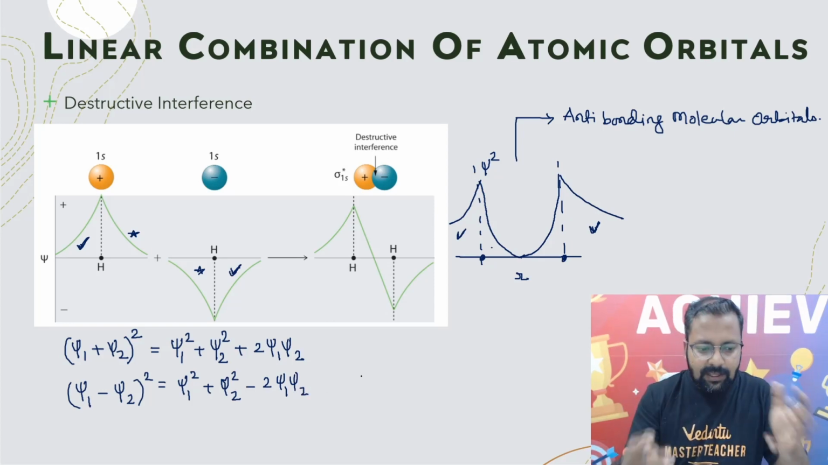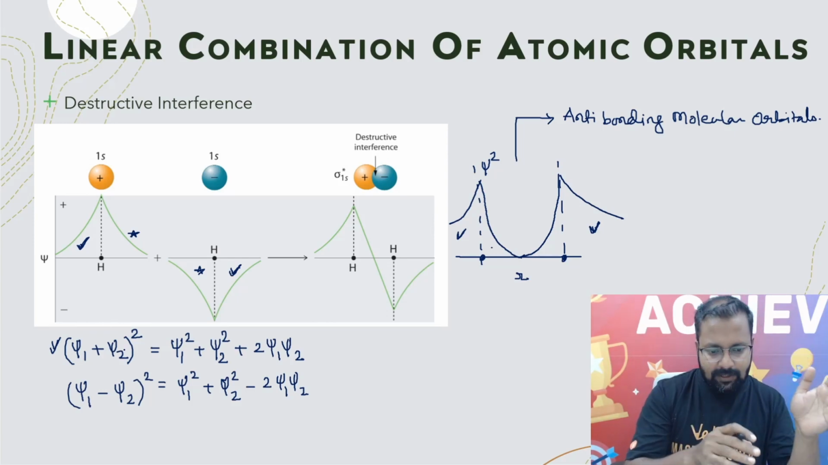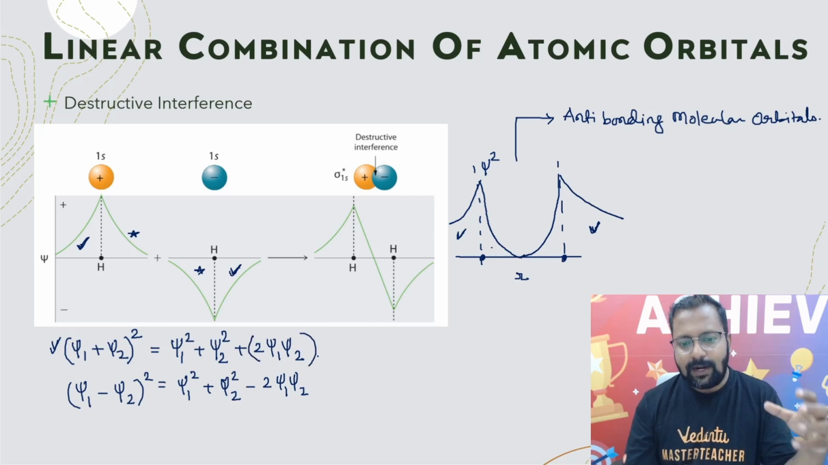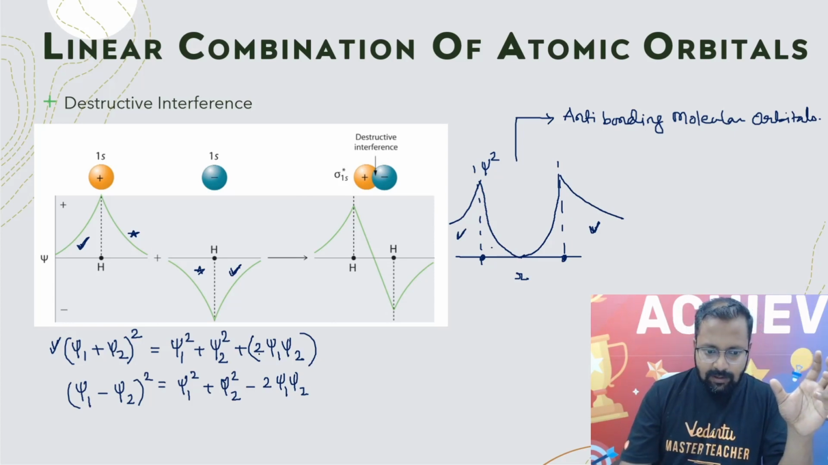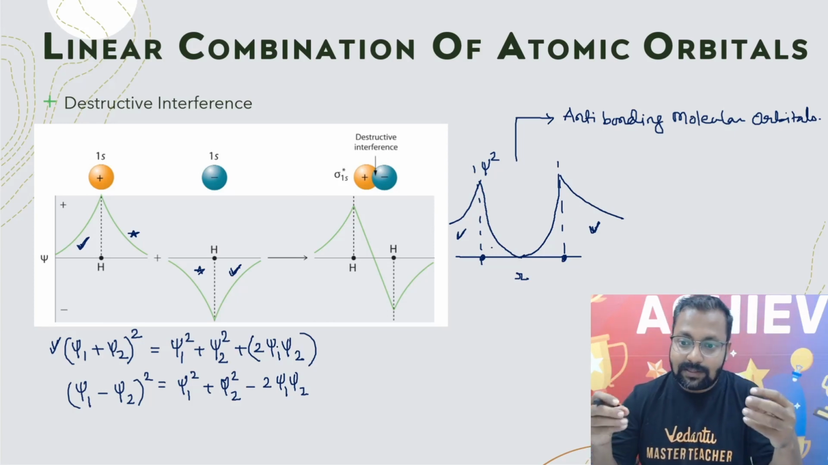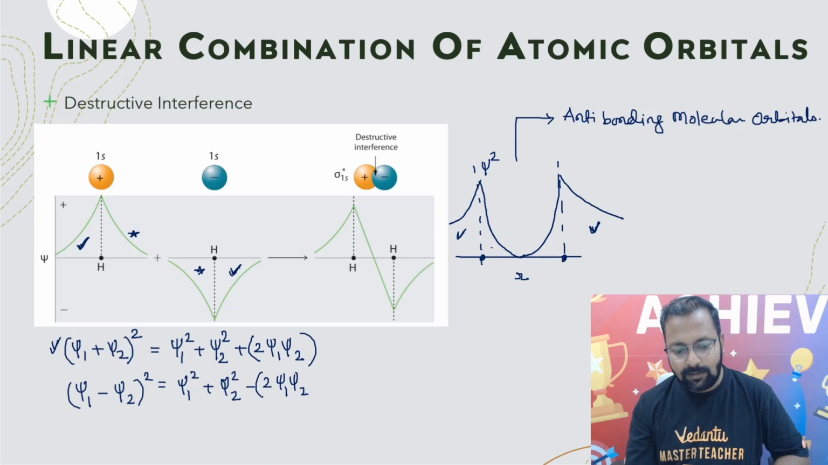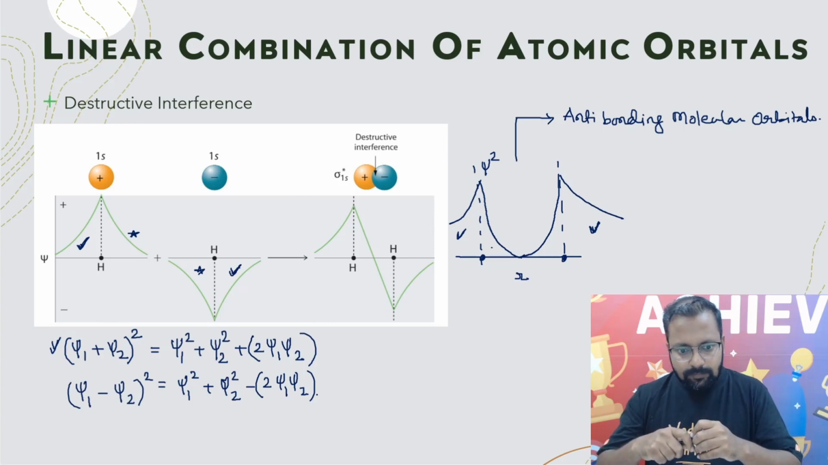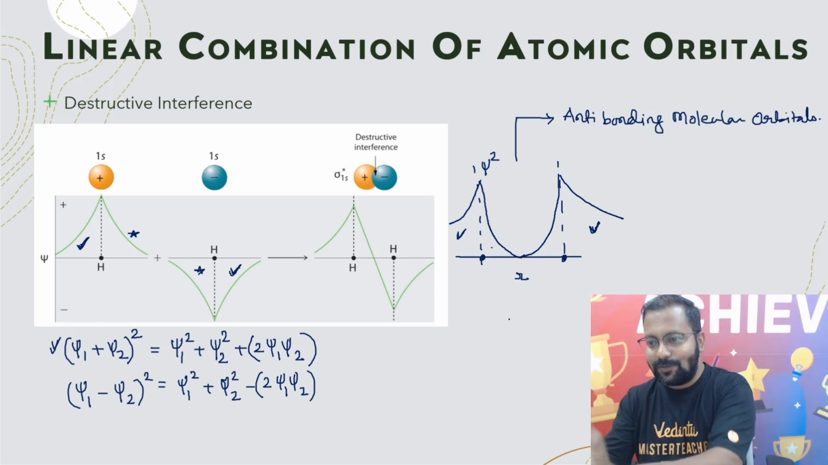so you can see very clearly that this is what constructive interference looks like. Constructive interference has this part added, so psi1 square and psi2 square, this part is common, and this part it increases by this extent, so the probability density between the two nuclei increases, whereas for destructive interference the probability density between the two nuclei decreases by 2 psi1 psi2. Okay, so I said that it forms antibonding molecular orbitals.